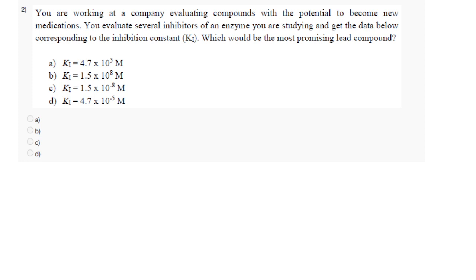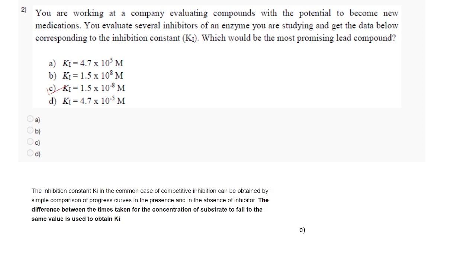What do you think, Arun and Sakshi? Option C is the correct answer. Okay, why do you think option C is correct? Any reason behind that? Because in C it is a lower value, right?